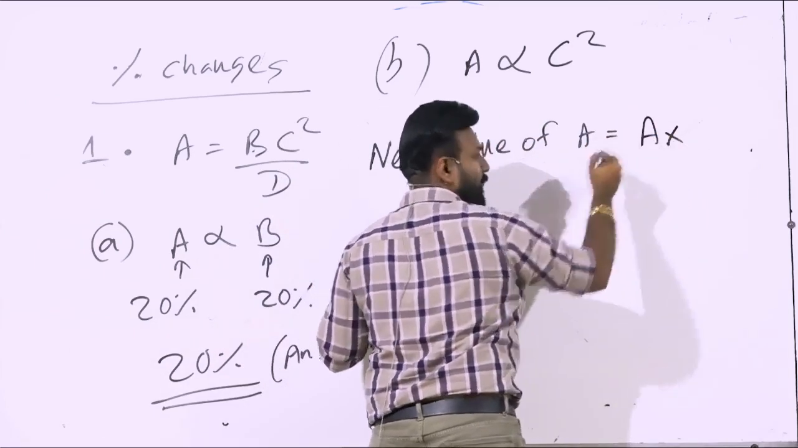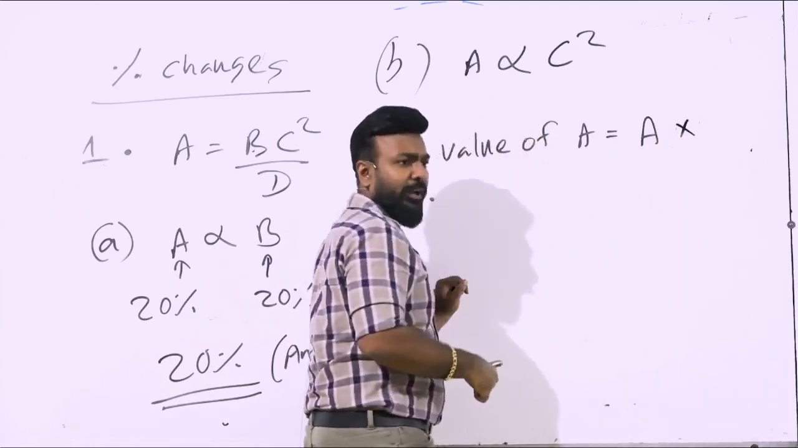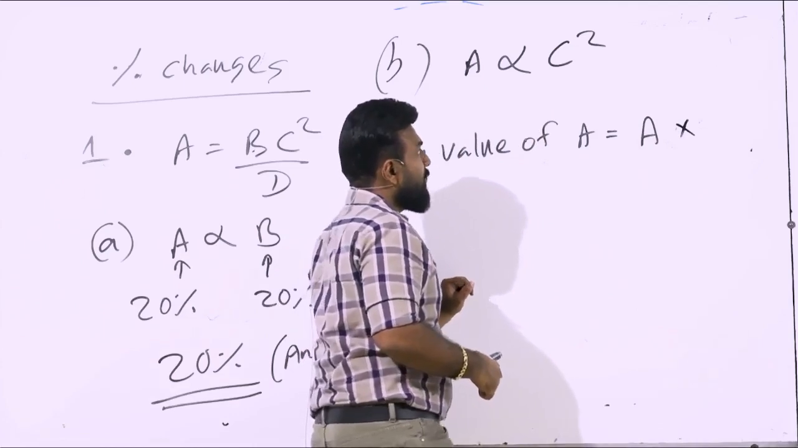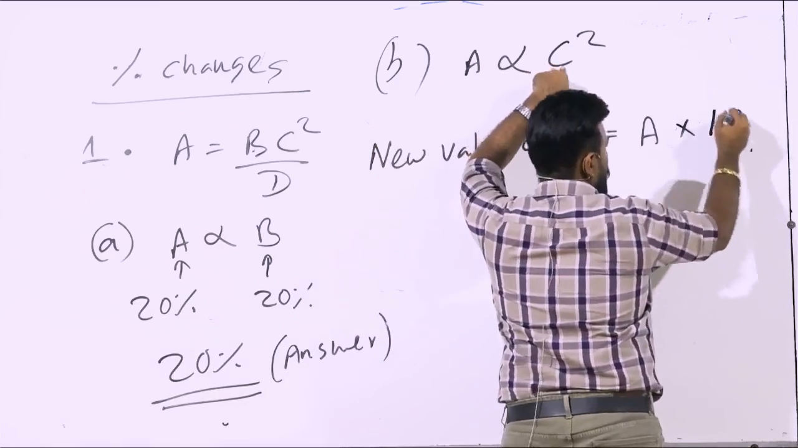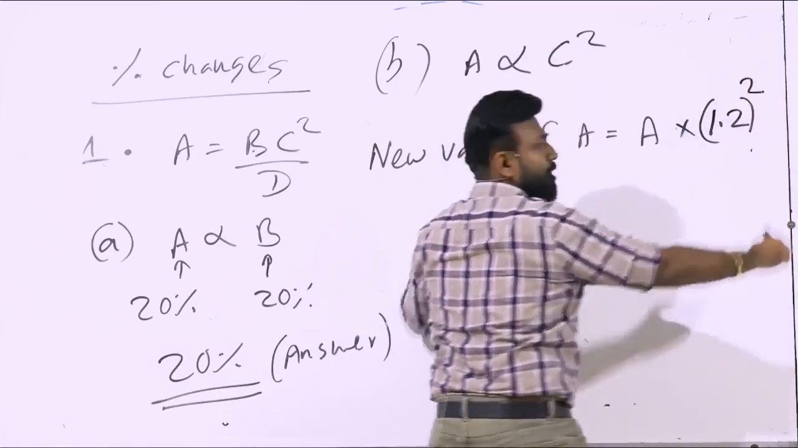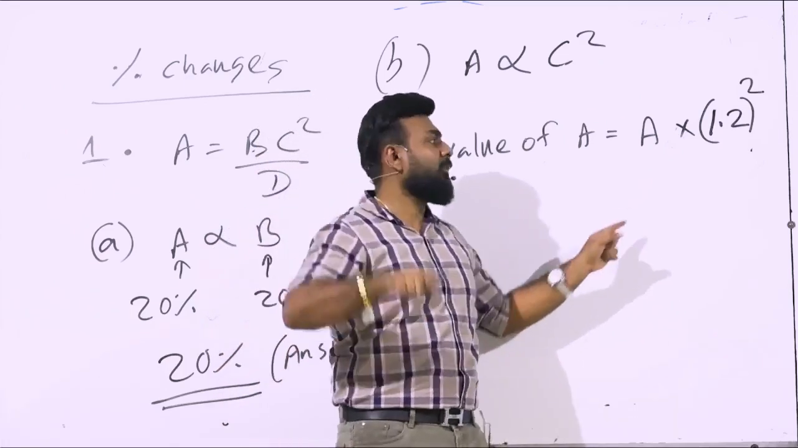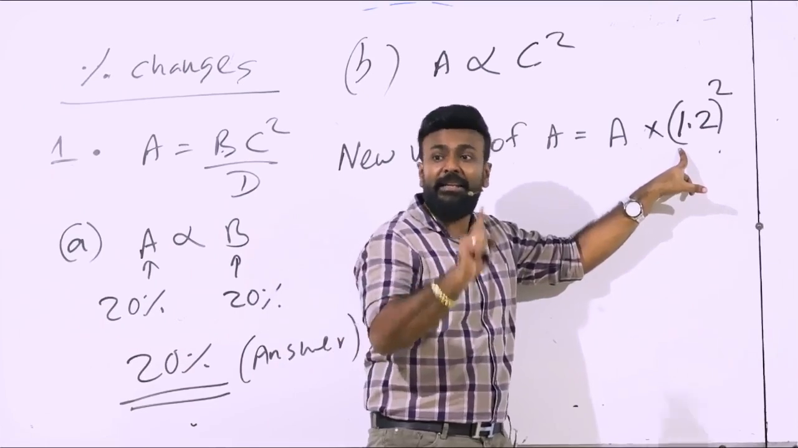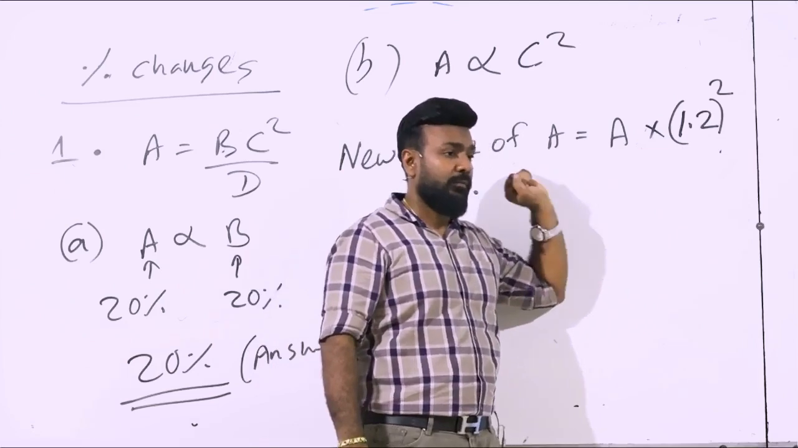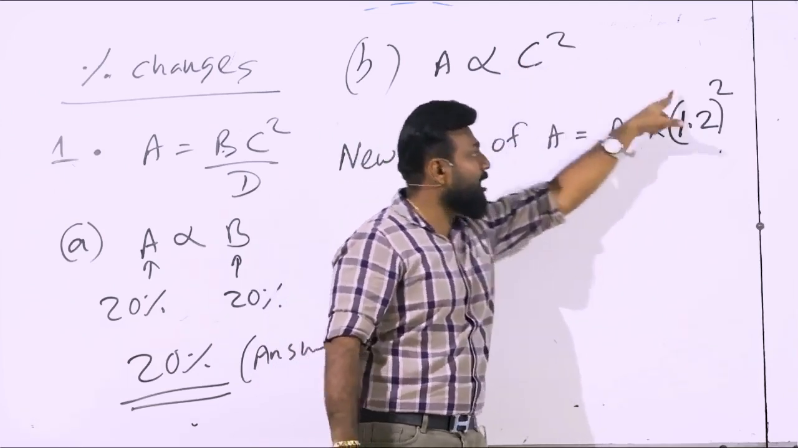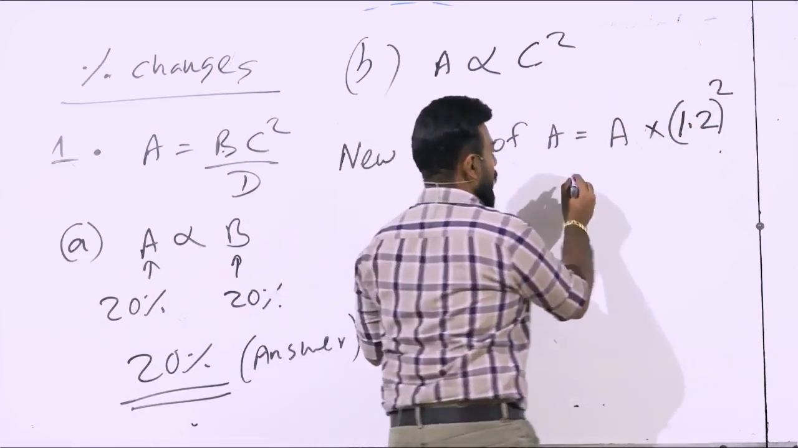New value of A is initial value times, if C is increased by 20%, 1.2, then you have squared here. If it is increased by 30%, you would write 1.3. If it is increased by 50%, 1.5. This 2 is here; if you had a third power, you would write 3 here.